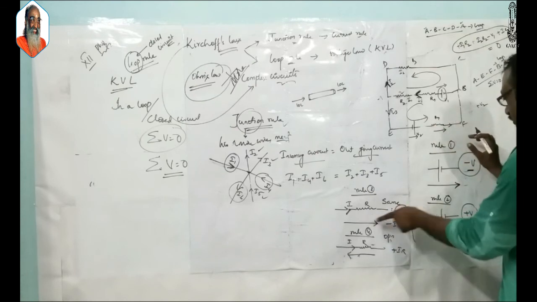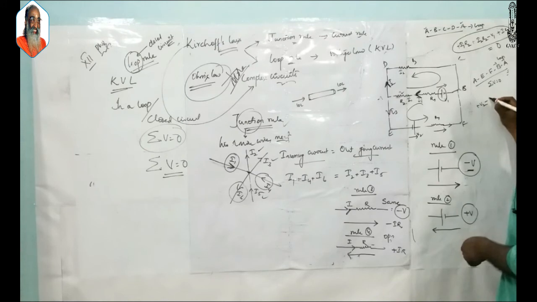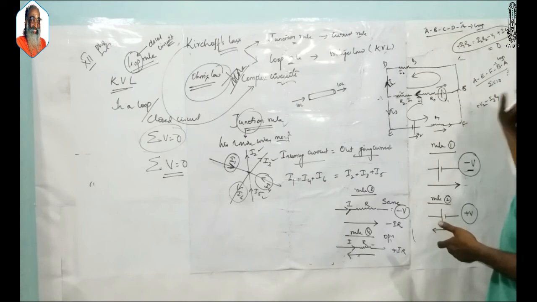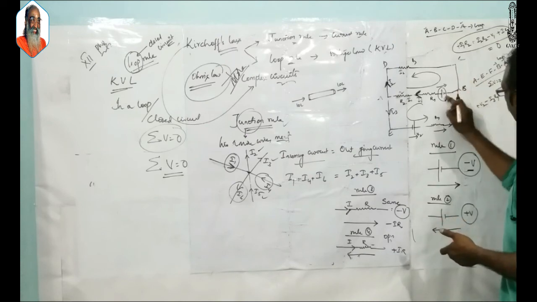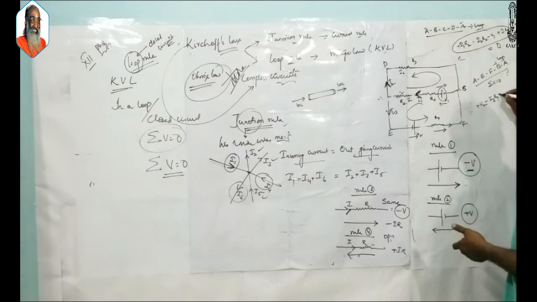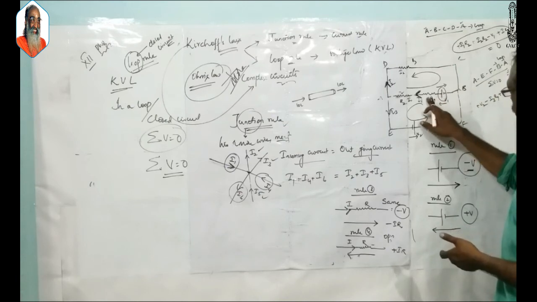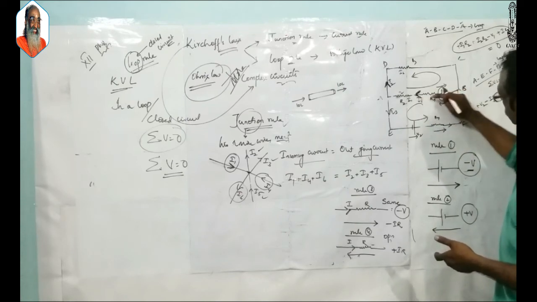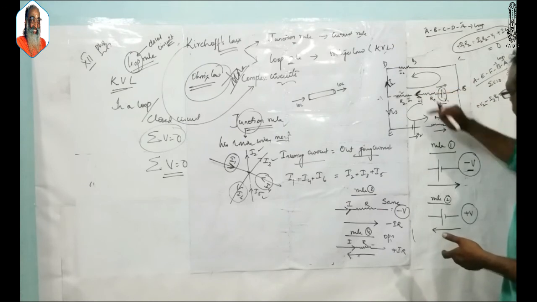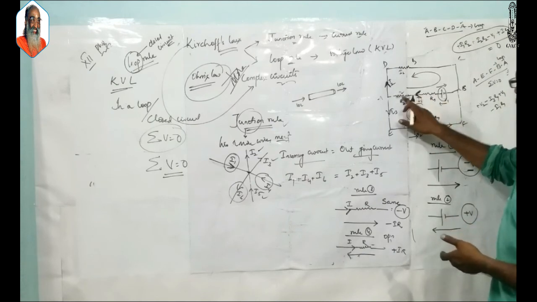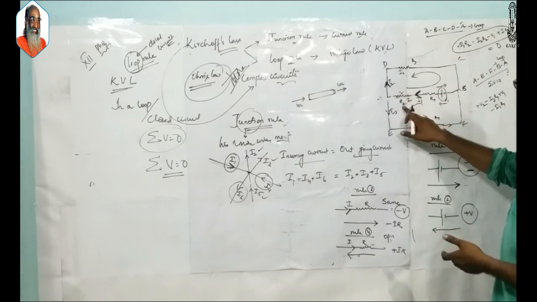Coming here, this is the component, and I am moving in this direction. What does my rule say here? Negative to positive plus, so plus V1. And again, the next component is R1, and the current is in the same direction. My rule says that you should take it as negative, minus I1 R1. Coming to another component, the current is I2, the resistance is R2, moving in the same direction. My rule says it is negative, so minus I2 R2. These are the components and these are the voltages. Sigma V is 0, so it is equal to 0.